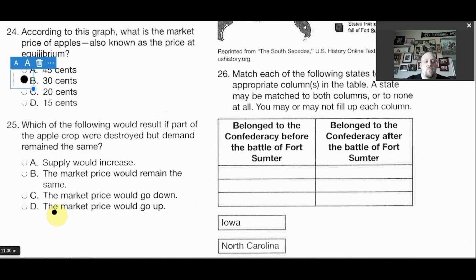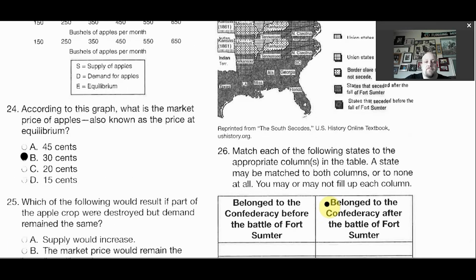The market price would go down. So if there's more demand and not enough supply, then why would the price go down? People are willing to pay more for something that they desire. So the market price would go up, because that's the way supply and demand works. If there's less supply and more demand, then people are going to pay more. If there's more supply and less demand, people are going to pay less. It's just kind of the way it works.